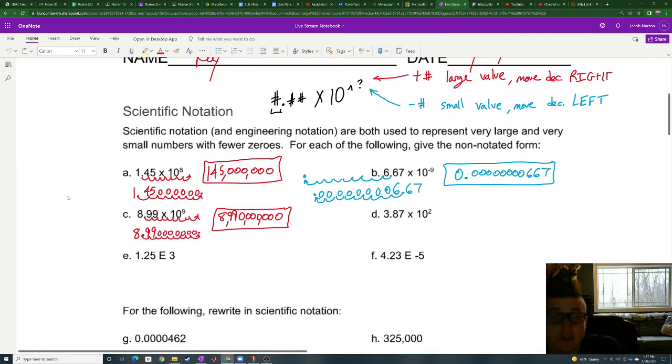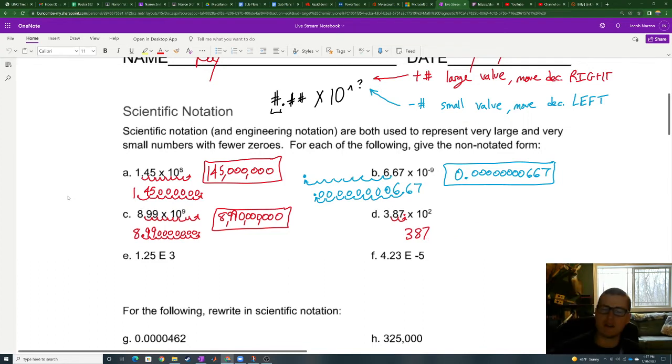Let's look at D. This is another very large number. We know that because it's a positive 2 exponent. So once again, I'll move the decimal 1, 2, like so. And hey, I don't even really need to rewrite this one. It's 387. The decimal is right there. We don't write it, but we know the decimal is right there. Okay, and so that's the idea here.